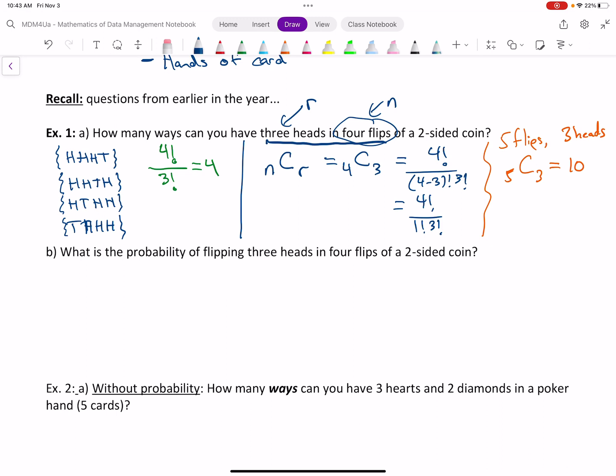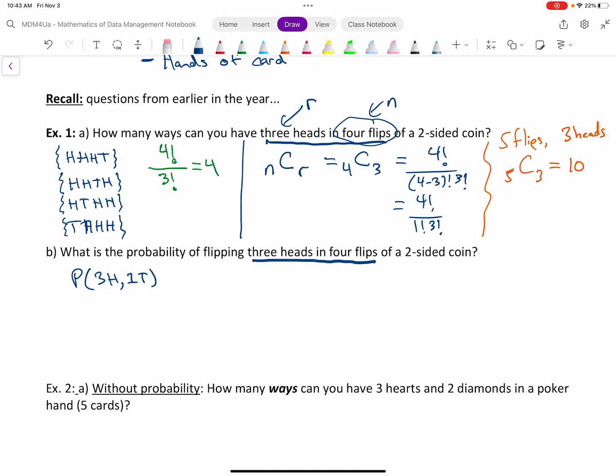Let's say we ask, what's the probability of flipping 3 heads in 4 flips? Same scenario as above, but now in probability. You can think of this in a couple different ways, and showing you a couple different ways can sometimes be more confusing, so if you need to, pause the video at some point. So you've got the probability of 3 heads, 1 tail.